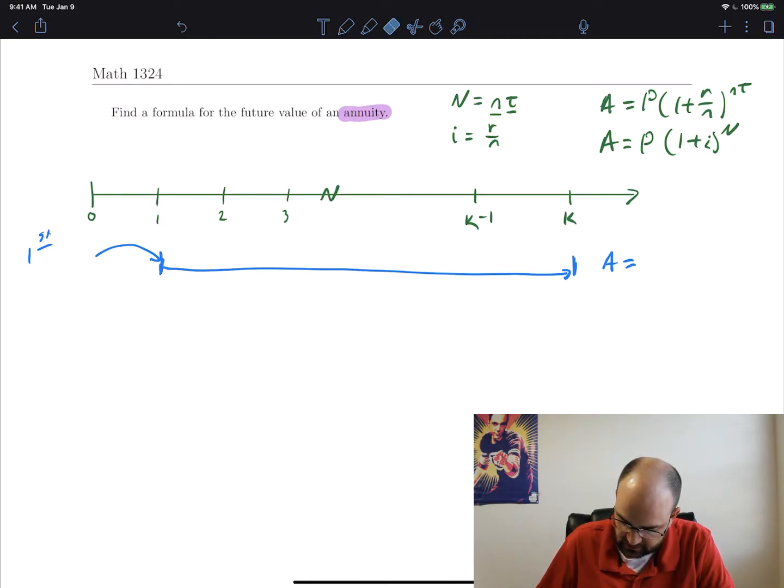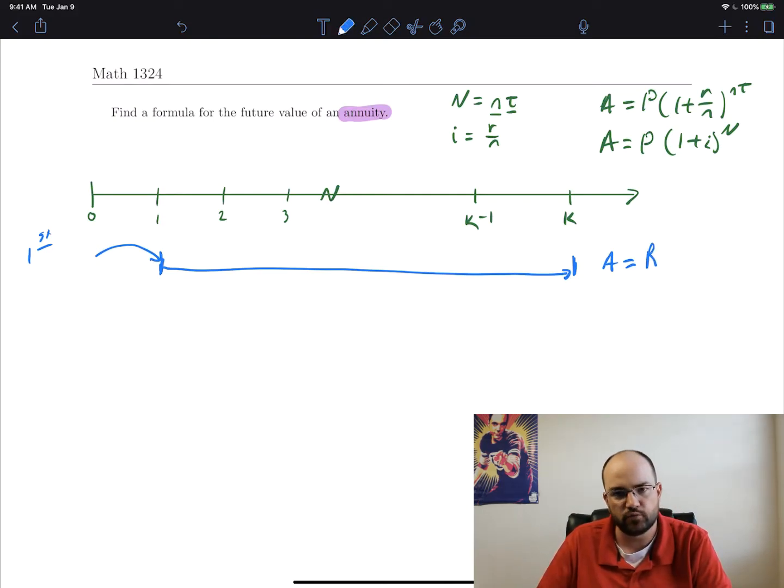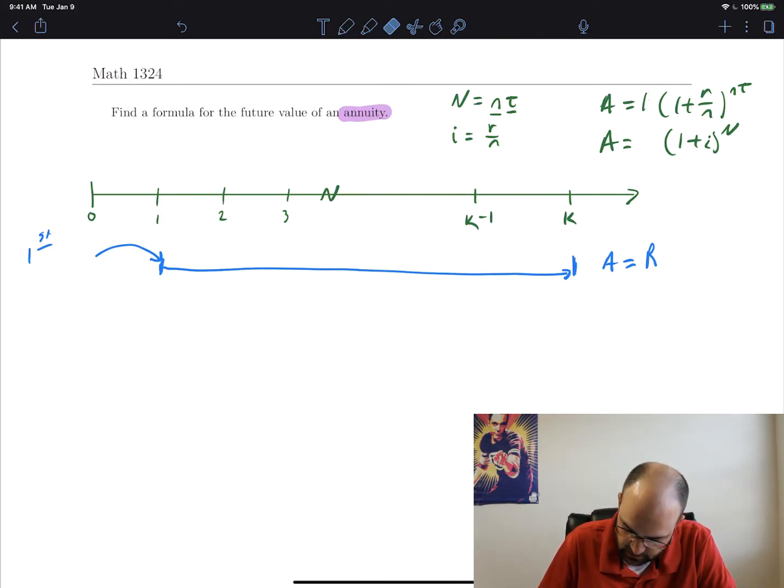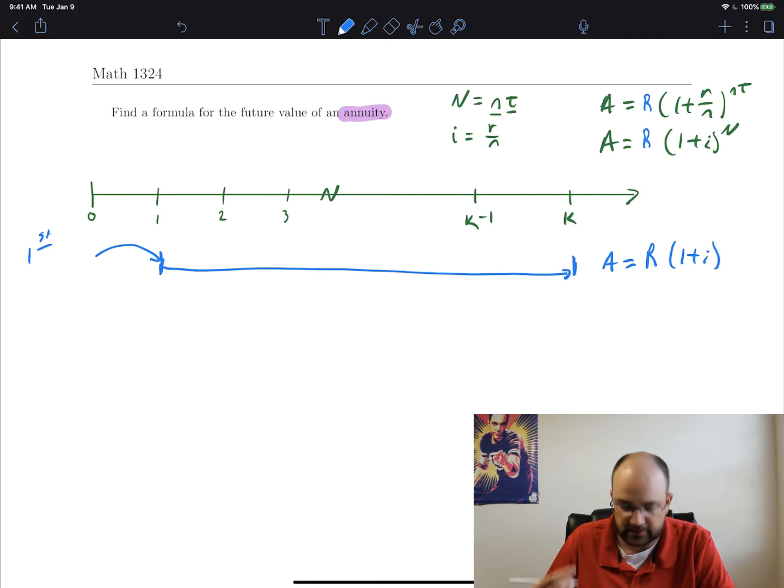Well, let's not use P, let's use R. R for revenue stream. So I'll go and change that up here. Oh, that is a capital R. There we go. R times 1 plus I to the, now there aren't K of these, there are K minus 1.